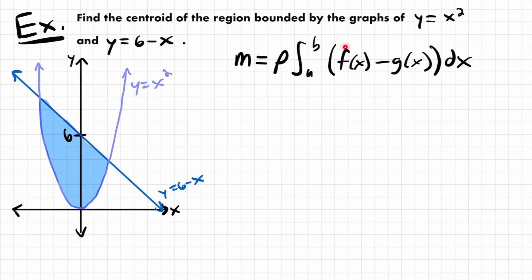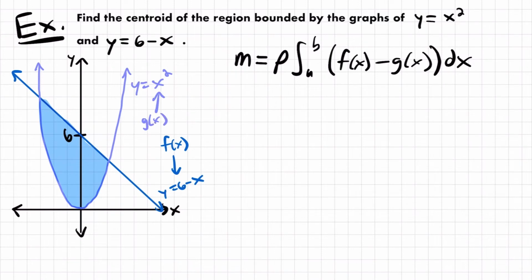We need to know the top function of our region, f of x, and the bottom function of our region, g of x. And so if we look at our region from the top down, this line right here, 6 minus x, that's the top function. And so 6 minus x will be f of x. And then the bottom function is the parabola. And so y equals x squared will be g of x.